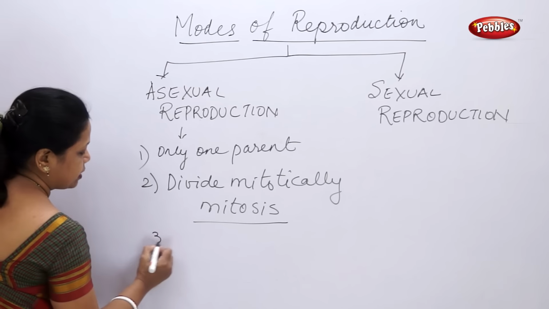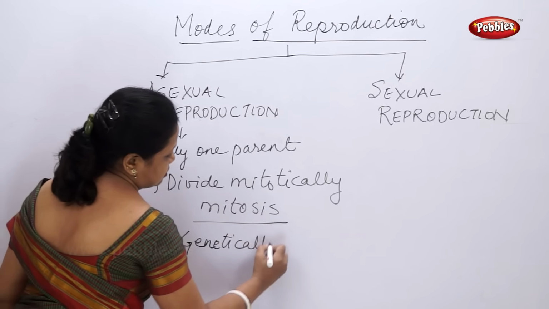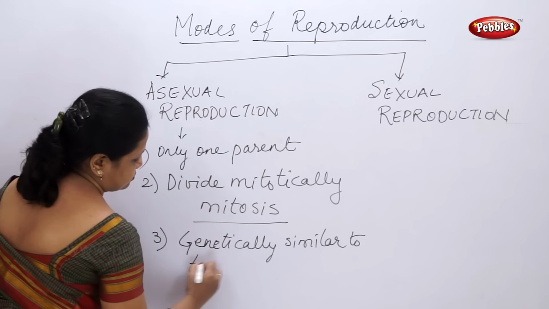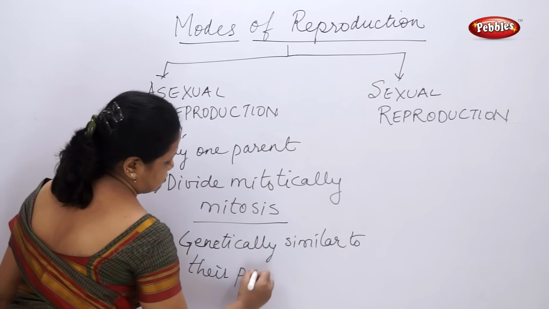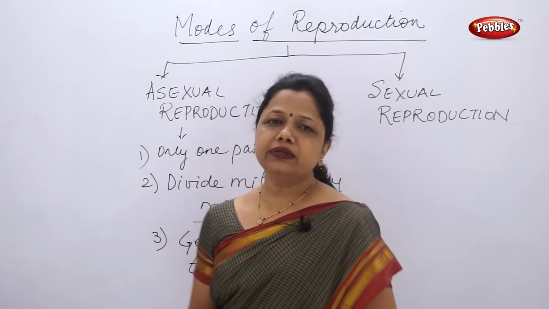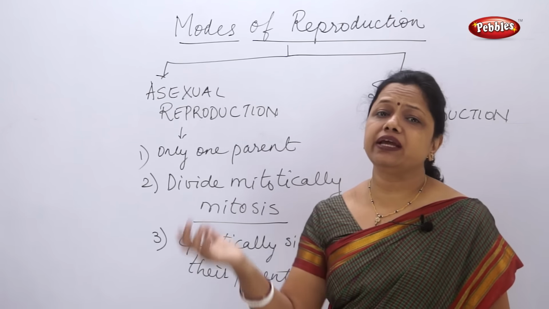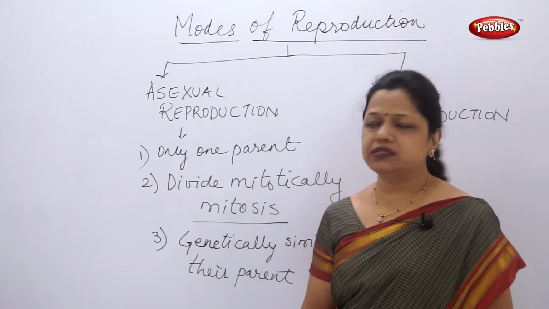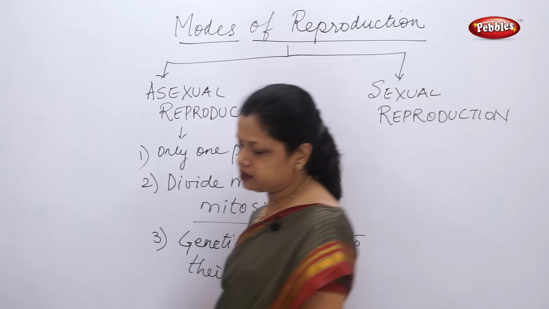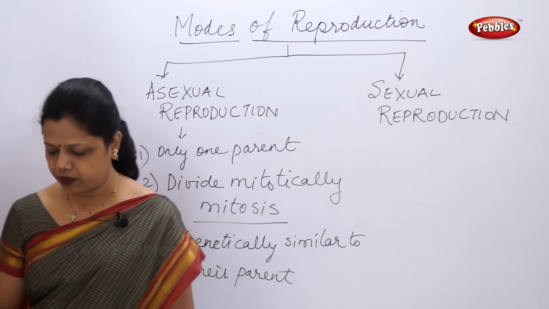Then the third major thing, they are genetically the same as their parents. They are genetically similar to their parents. Now, when I say genetically similar to their parent, it means there is no problem of variations coming. Here no variations come because there is no DNA copying. Here directly division is taking place due to mitosis, and genetically they are similar to their parents. So these are the very important characteristic features of asexual reproduction.